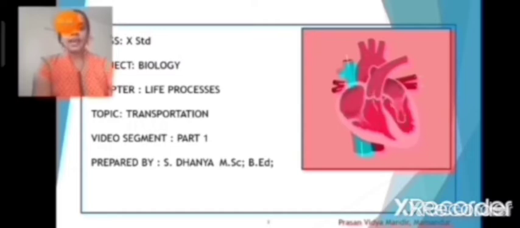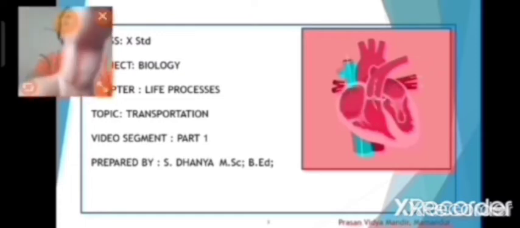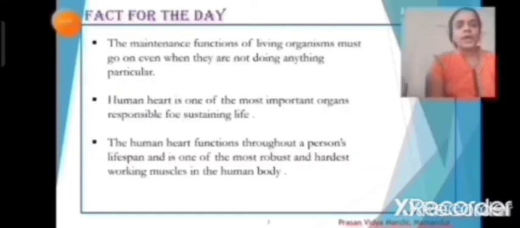In this class we will discuss the structure and function of the transportation system, that is nothing but our heart. So, fact for the day: the heart is the most vital organ and it is made up of a special kind of muscle called cardiac muscle. You might have studied this in lower classes. In order to do the action called pumping and circulation, the heart is made up of a special type of muscle, and it is the most important organ responsible for sustaining life and for the maintenance functions of a living organism. The heart is very much essential.